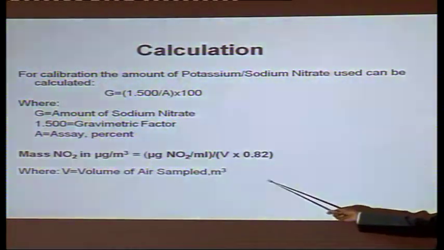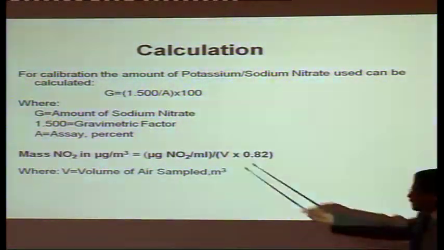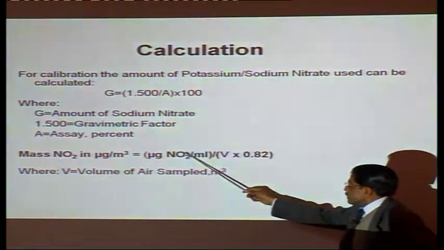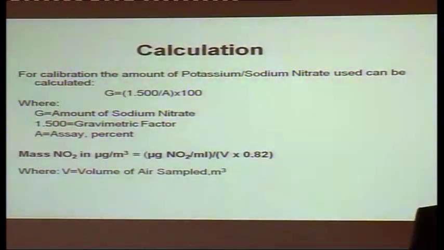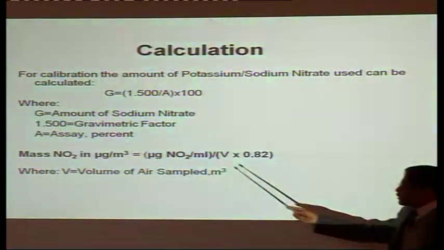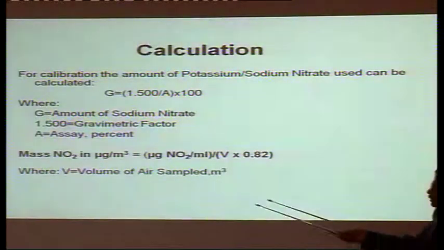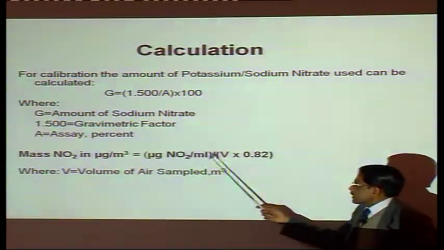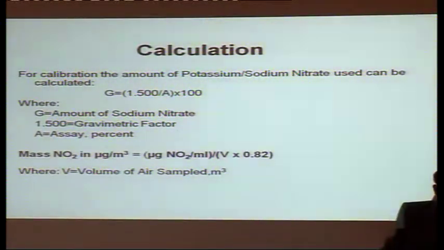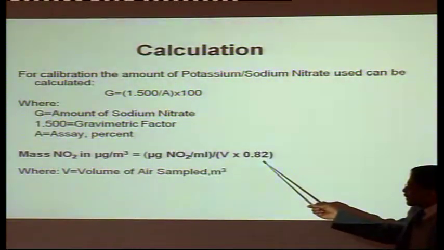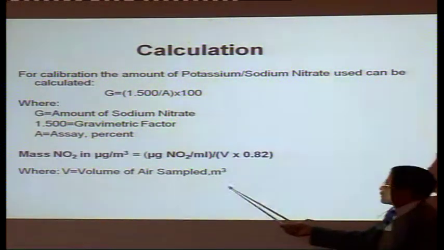And the results are given here. NO2 in microgram present in the 25 ml solution, per ml or per 25 ml. If you have prepared a graph with the 25 ml value, then you have to take 25 ml. If you have prepared the graph as per ml, then you have to take the same value and multiply by the ml of the absorbing solution. Then this has to be multiplied by the efficiency factor. The volume is in cubic meter.